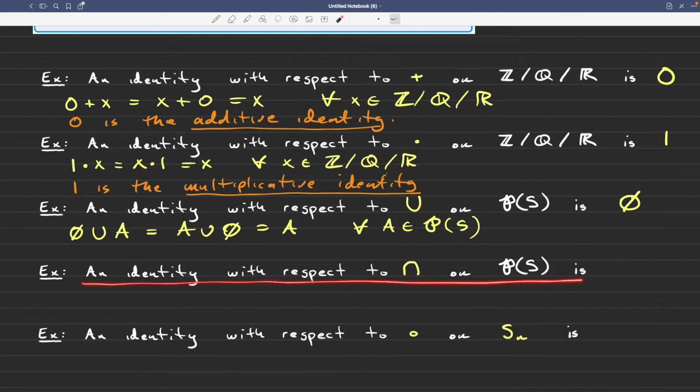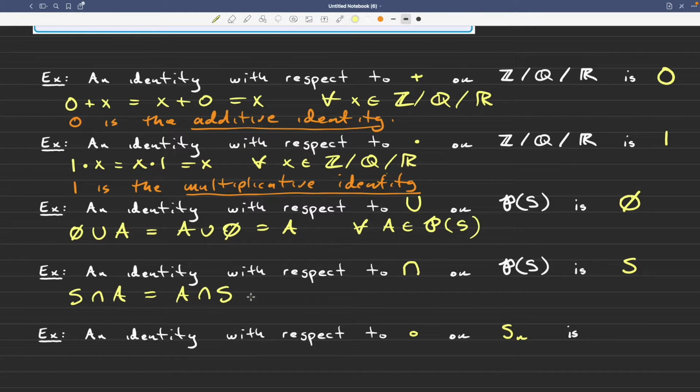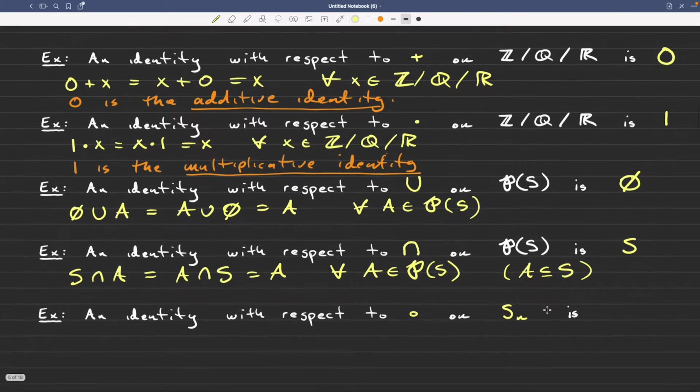How about intersection? Is there something that you can always intersect with a set and you get back that same set? Well, yeah. If you're in the power set of S, the biggest subset of S is S itself. So you can think of S as playing the role of the universe here. So in the power set of S, S is the identity element, because S intersected with A is the same as A intersected with S, which is the same as A, and this is true for every A in the power set of S. It's because A is a subset of S, right? If A is a subset of S, when you intersect A with S, you're just getting back A.